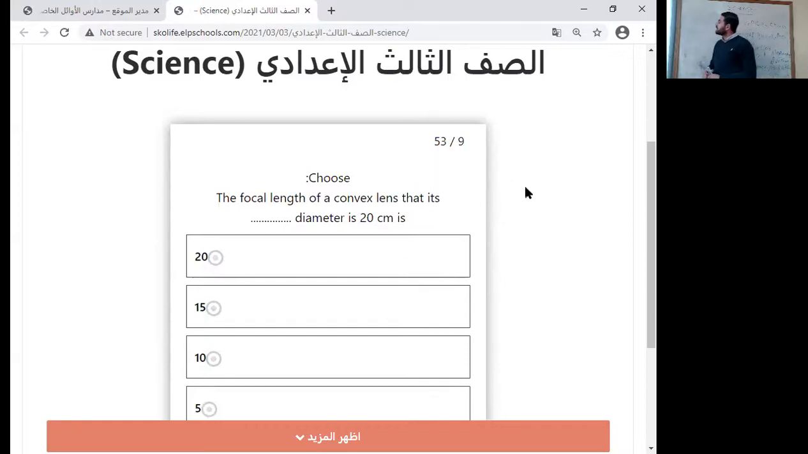Okay, the focal length of a convex lens, that is, its diameter is 20 centimeters. Let's know first what is meant by focal length.